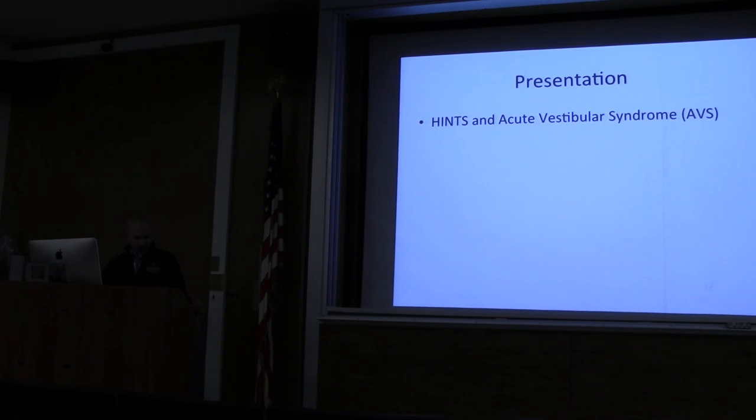And then you have peripheral causes. Most common peripheral causes for that are labyrinthitis, vestibular neuritis, mastoiditis. And then central causes will involve things like the posterior circulation, so you can have a stroke involving the posterior circulation, multiple sclerosis, there can be Wernicke's encephalopathy.